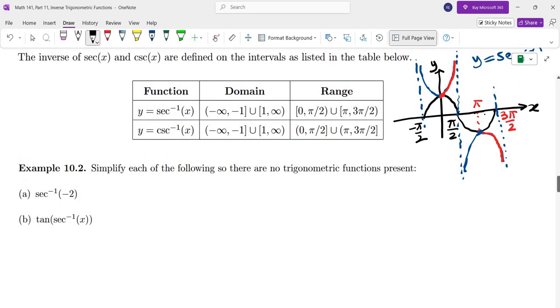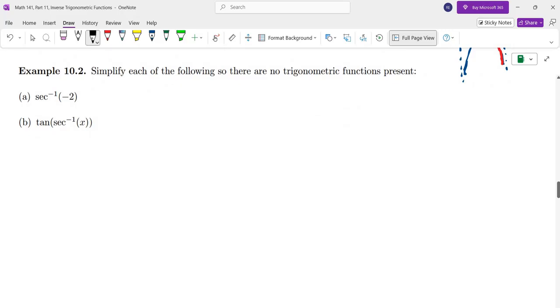For cosecant inverse of x is y. X is between negative infinity and negative 1 or between 1 and infinity, and y is in the same range except that it cannot be 0, but it can be pi over 2. It cannot be pi, but it can be 3 pi over 2. So let's look at a couple of examples, and then we'll do derivatives of secant inverse and cosecant inverse.